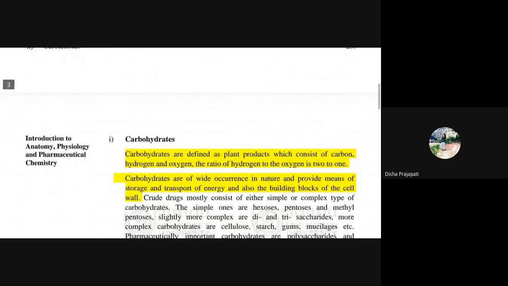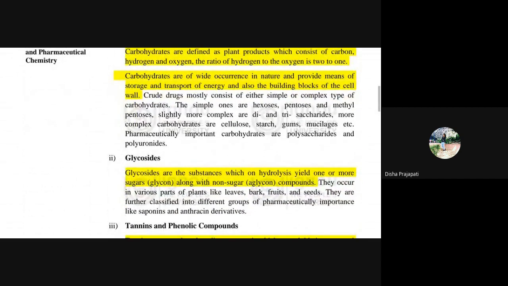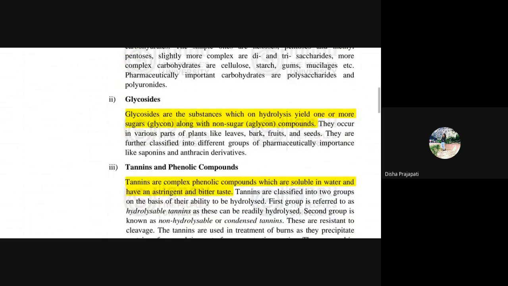First one is carbohydrates. Carbohydrates are defined as plant products which consist of carbon, hydrogen, and oxygen, and the ratio of hydrogen to oxygen is 2 to 1. Carbohydrates are widely occurring in nature and provide means of storage and transport of energy and also the building blocks of the cell wall. Now glycosides. Glycosides are the substances which on hydrolysis yield one or more types of sugar or glycon along with non-sugar aglycone compounds. Now, tannins and phenolic compounds.